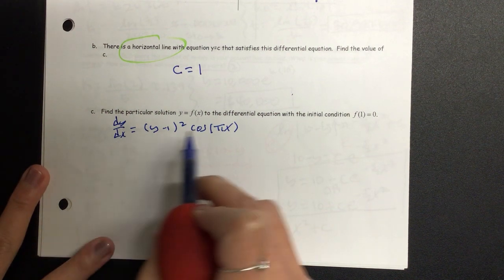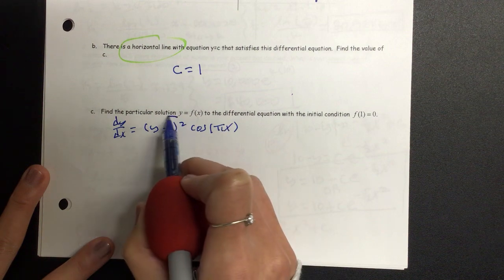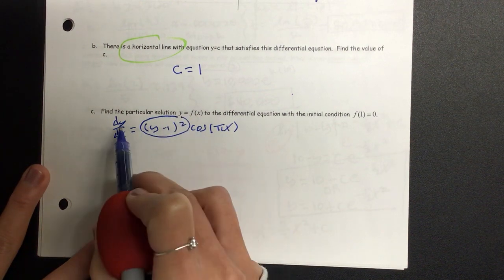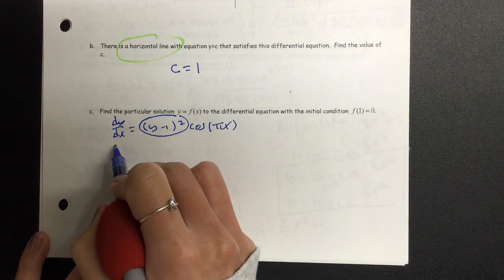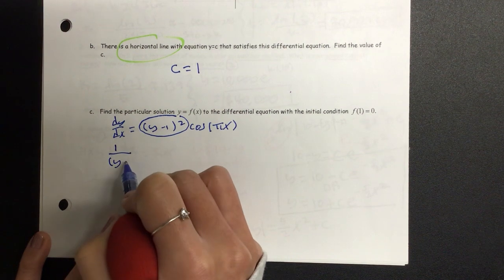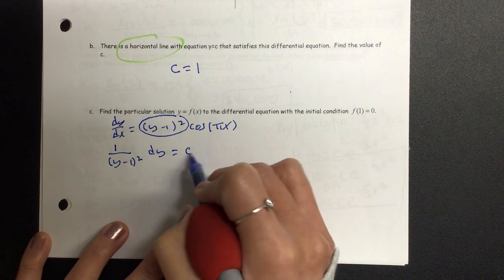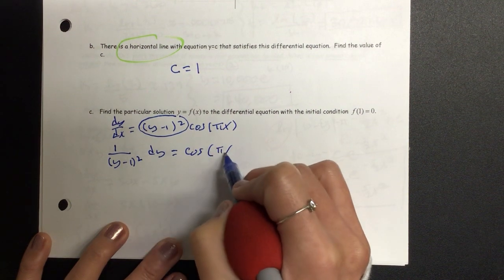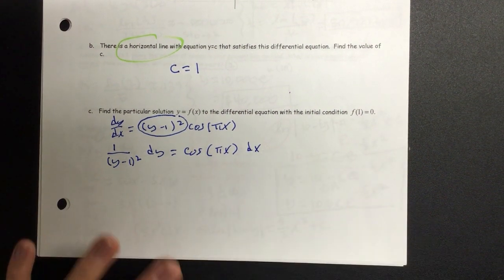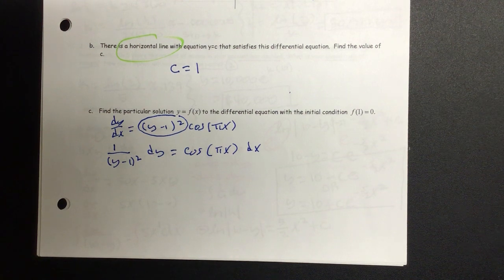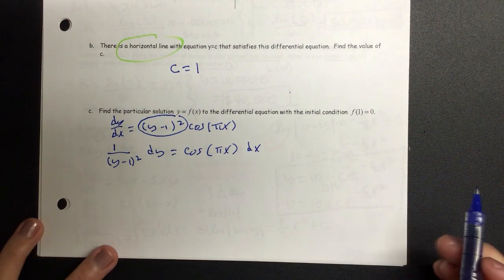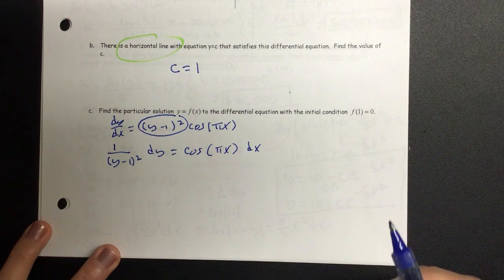So I'm going to move the dx over to this side, and I'm going to move this in front of dy. So let's start by writing it out: 1 over (y minus 1) all squared dy. Just reorganizing it. Cosine of pi x dx. So again, moving the dx to the other side and dividing by (y minus 1) all squared. Is that the same thing as putting dy on the bottom? Yes.